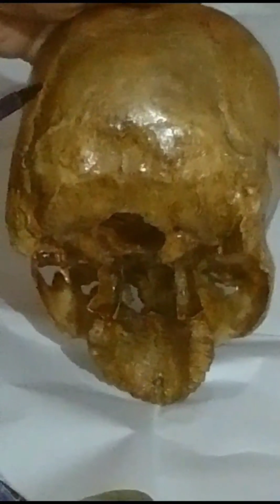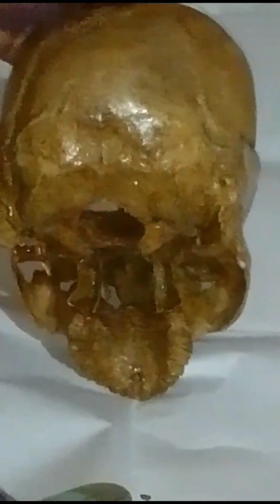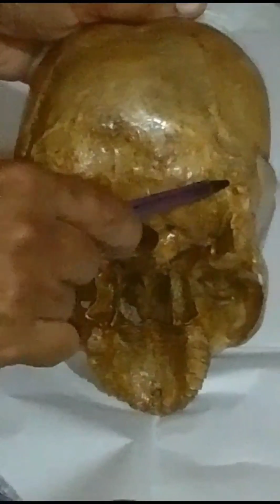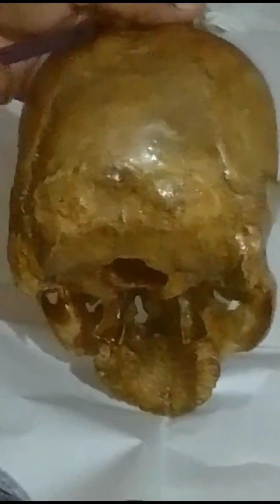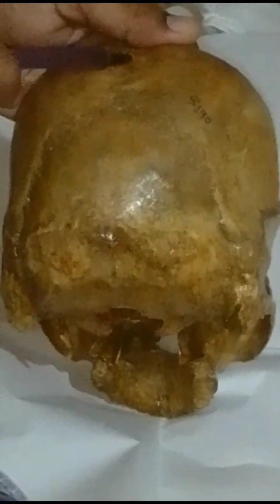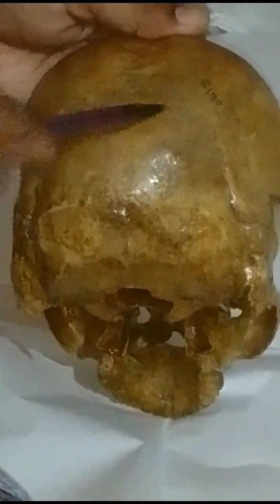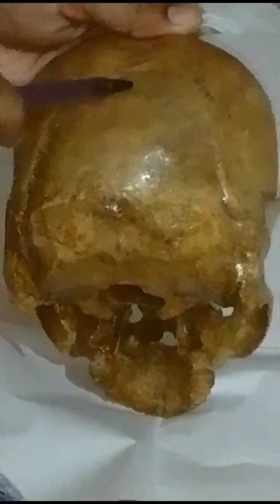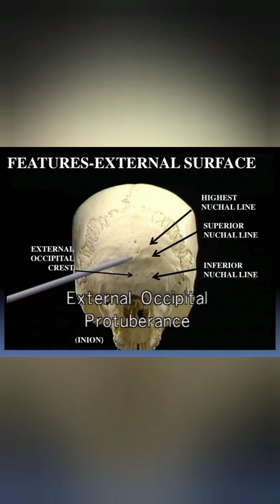It has three angles: one superior angle and two lateral angles. Superior angle is the meeting place in between the sagittal suture and the lambdoid suture. That area is called lambda. Features of the external surface are: it has a median external occipital protuberance. The highest point on the median external occipital protuberance is called inion. Below the external occipital protuberance, there is a crest called external occipital crest.